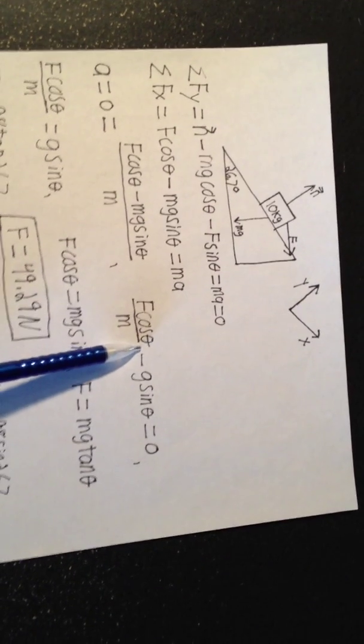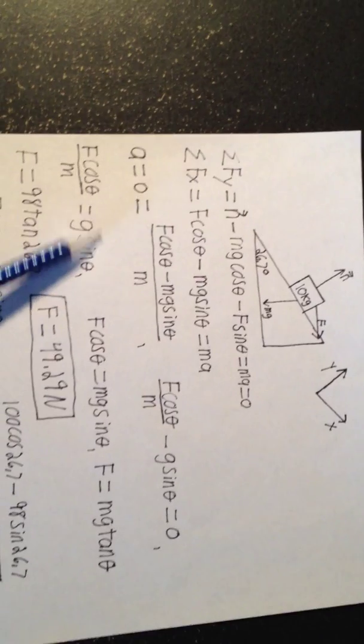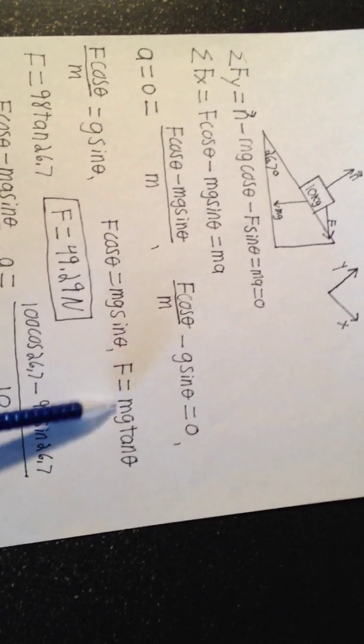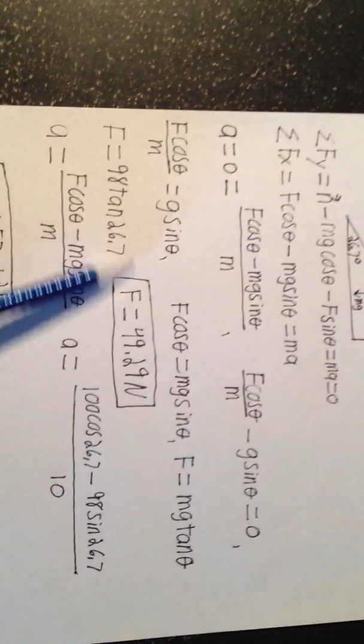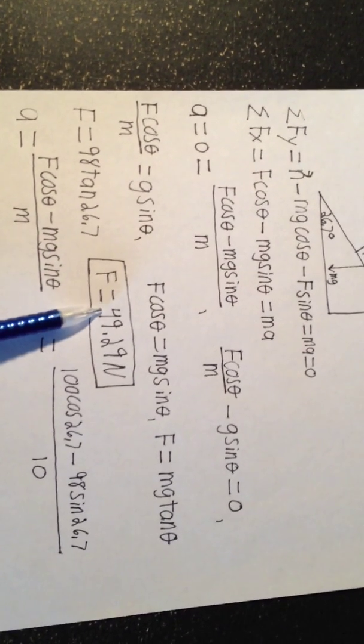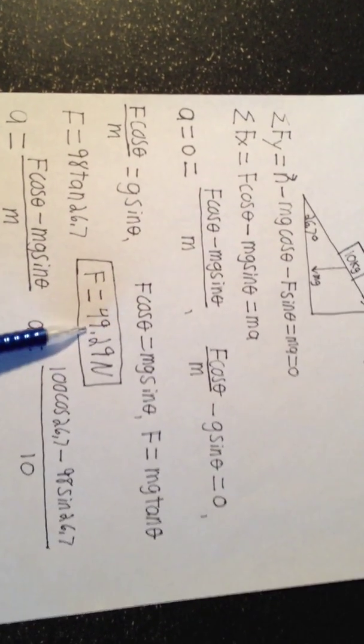And I just solve this equation, and I end up getting F equals mg tangent of theta, which I solve to get the force is 49.29 newtons to keep the block from moving, or the crate.